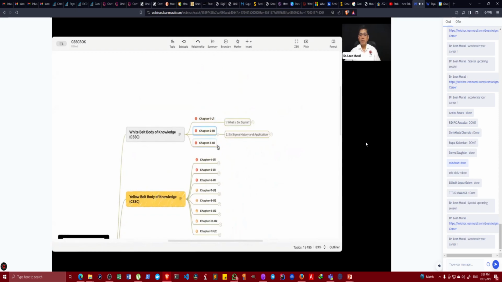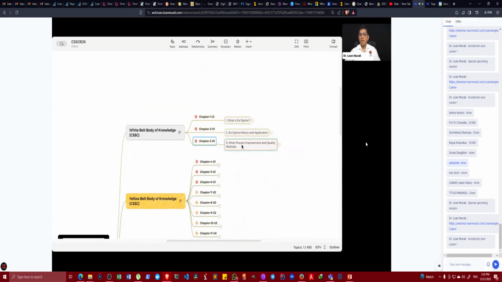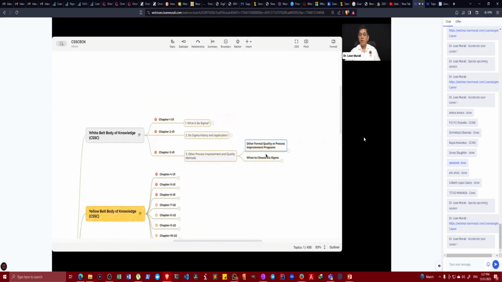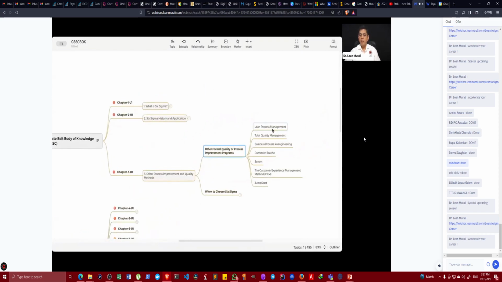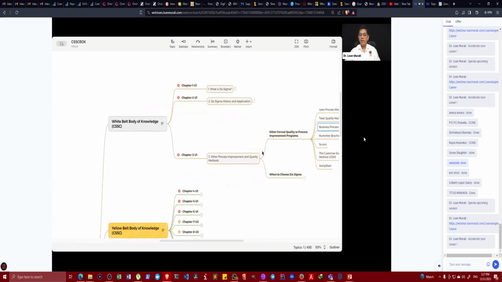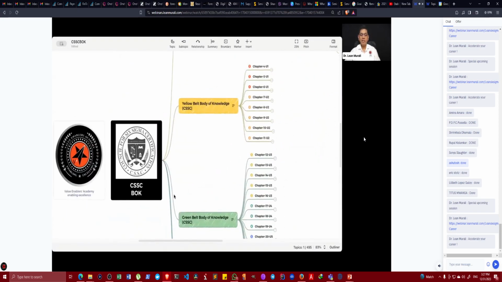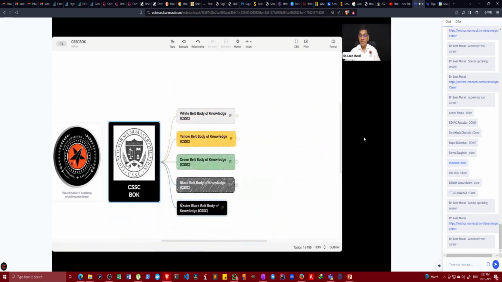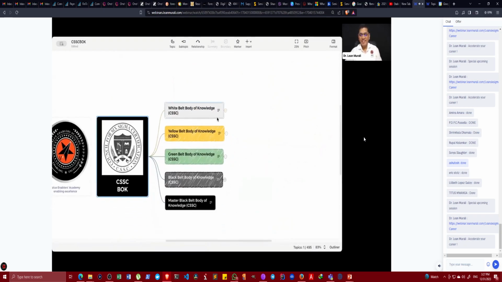Like each of these chapters, what is Six Sigma history and application. And today we are going to dive deep into the other process improvement and quality methods, where we are going to talk about formal quality process improvements, when to choose Six Sigma, and informal lean process management, total quality management, business process engineering, etc., etc. It's going to be very interesting and very deep knowledge inside.